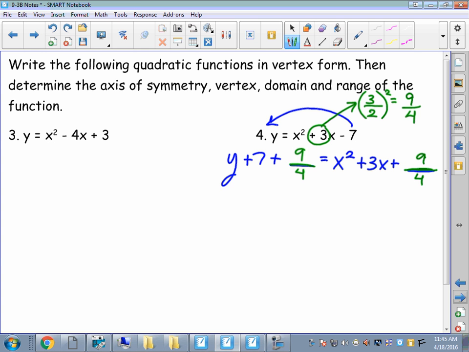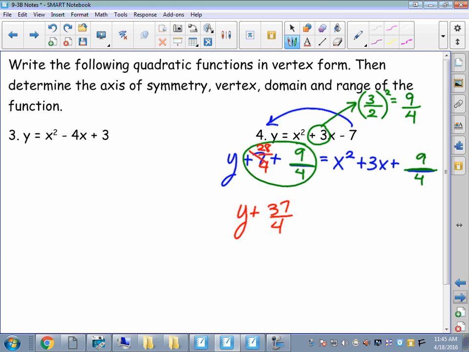Now it looks ugly, I get that, but I'm going to show you how awesome this is. Leave it as a fraction, square the fraction. Okay, this becomes the hardest math problem. Okay, use your calculator if you need to. I like to get a common denominator. I rewrite this as fourths. That's 28/4 plus 9/4 is equal to 37/4. No big deal.